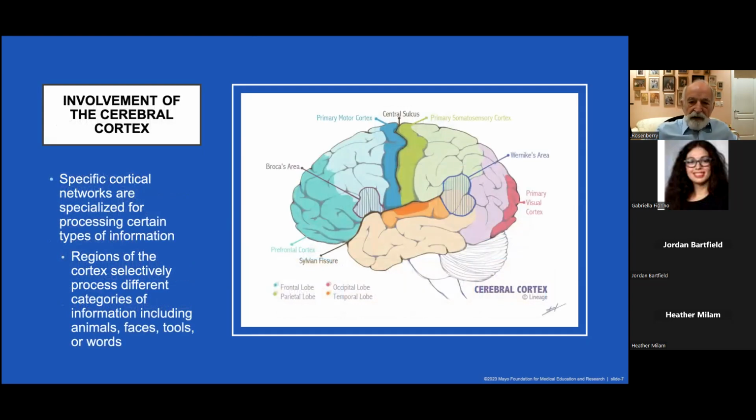Those neurons project all over the brain. They're found in various tissues that are observed to be specific for certain phenomena. Specific cortical networks are specialized for processing certain types of information, and the regions of the cortex selectively process different categories of information, including animals, faces, tools, or words.